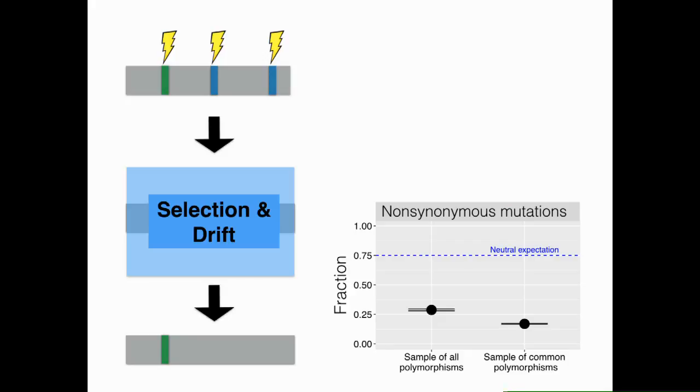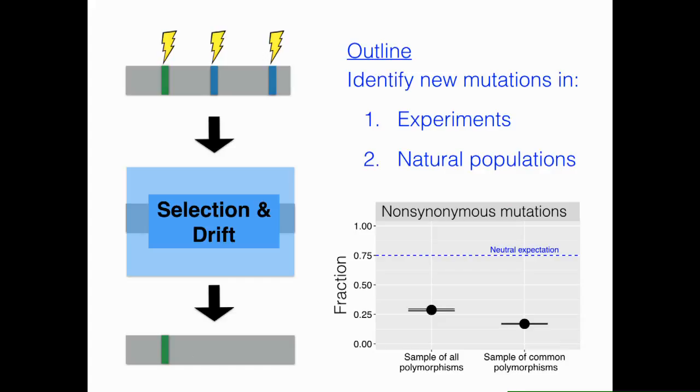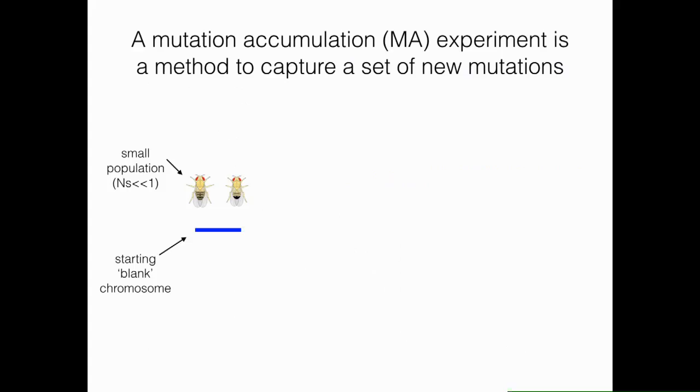However, any of the analyses we do of diversity either within or between populations will depend fundamentally on our assumptions about that initial mutational input. So how can we get at that? Ideally, what we would like to do is to get a set of mutations that are new before selection or drift have affected them. And so I'm going to discuss two different methods to do that. One is to experimentally generate them, and two is to try to identify them in natural populations. I'm going to first briefly go through the experimental strategy.